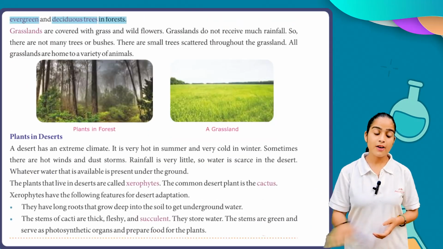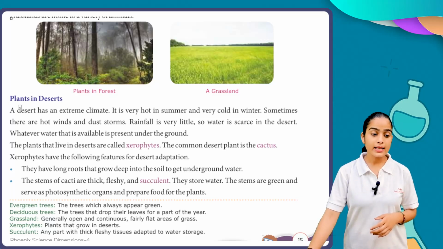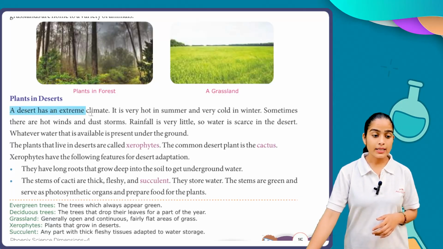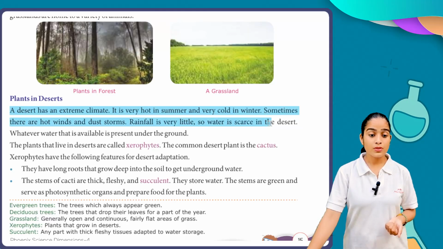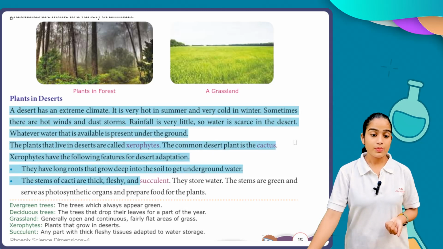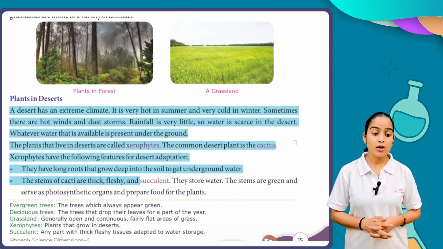And next we have plants in the desert, and one of the plants of the desert, we all know, is the cactus, because cactus do not need too much water. A desert has an extreme climate. It is very hot in summer and very cold in winter. Sometimes there are hot winds and dust storms. Rainfall is very little, so water is scarce in the desert. Whatever water is available is present under the ground. The plants that live in deserts are called xerophytes.